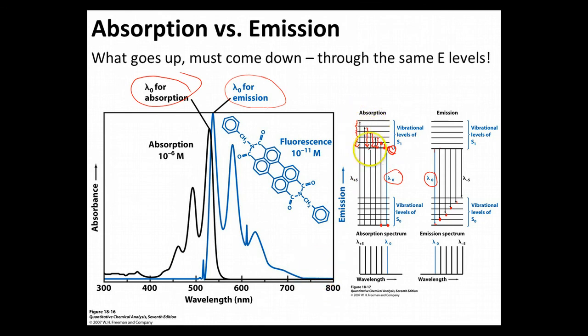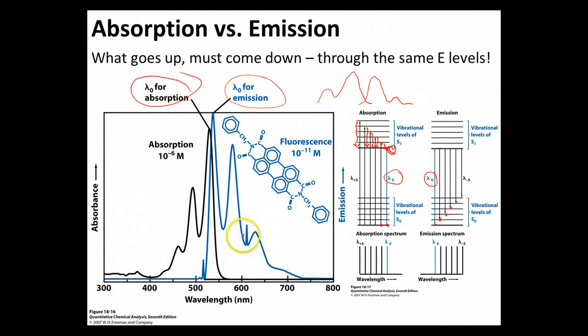Now, of course, the gaps up here may not be the same size as the gaps down here, so it may not be a perfect mirror image. But if you needed to do a quick and dirty sketch, and you said, this is my excitation spectrum, you'd probably guess that your emission spectrum is going to look something like this. It's at least a good starting point when you're thinking about it.